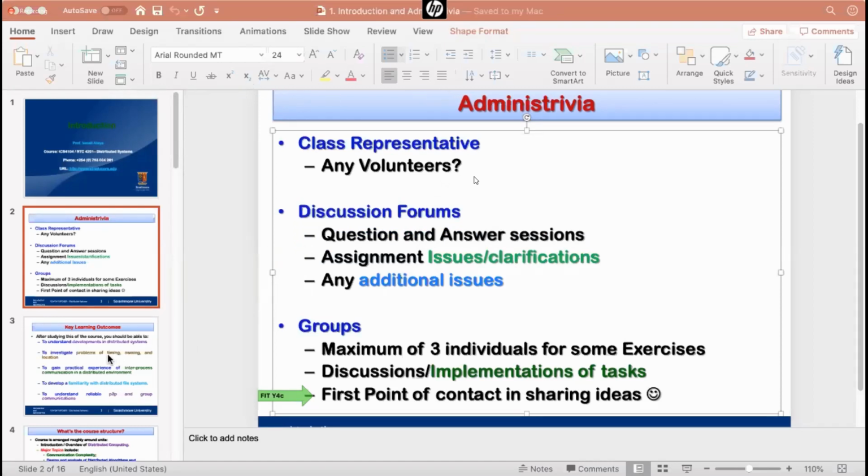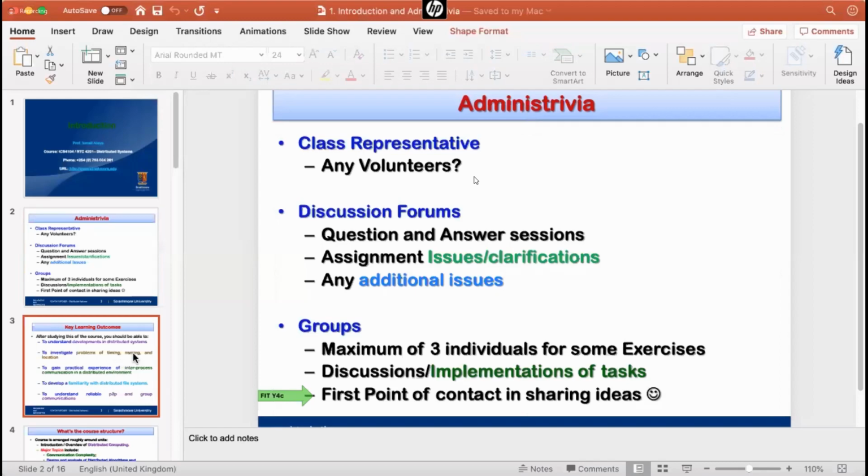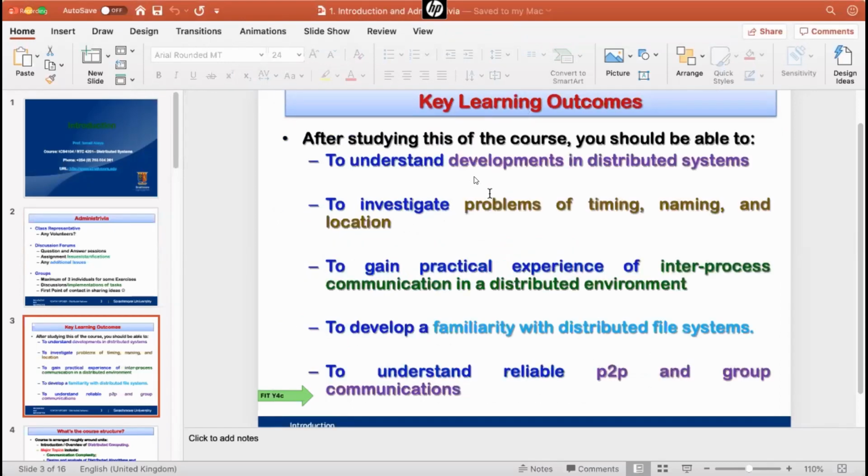So now the next thing that is important: why are we having this particular course? The key is that, most importantly, we want to understand the developments in distributed systems. In ordinary life, you use a lot of distributed systems, but now we are going to spend time identifying which ones are the developments in this. Now, when you have distributed systems, of course, we have problems.